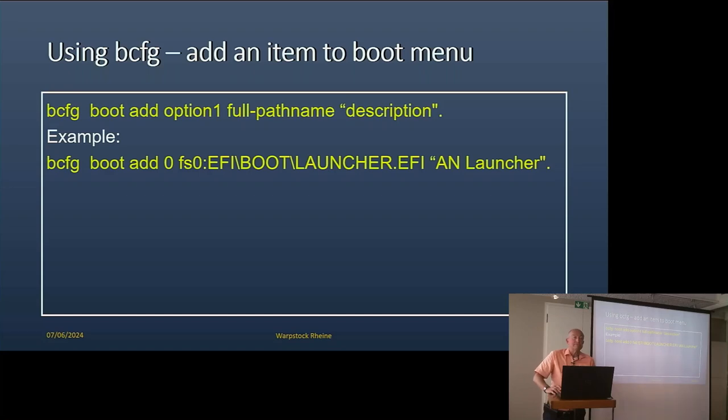Add an item. This is something you might want to do. For example, you then say BCFG boot add. You have to say boot and add. Option one, you have to give the full path name and a description. Here is an example. So I say this is going to be option 0 on drive FS0. Be careful, this is a 0, not an O.